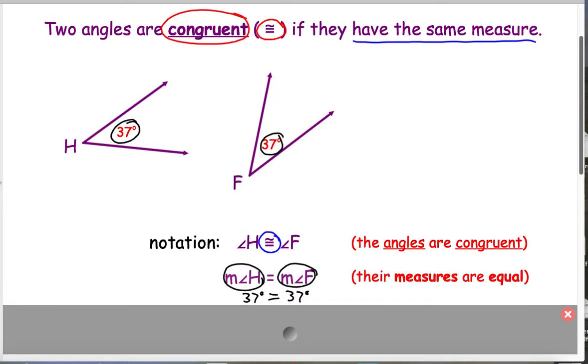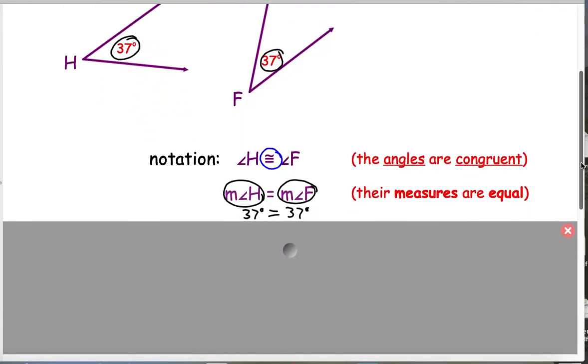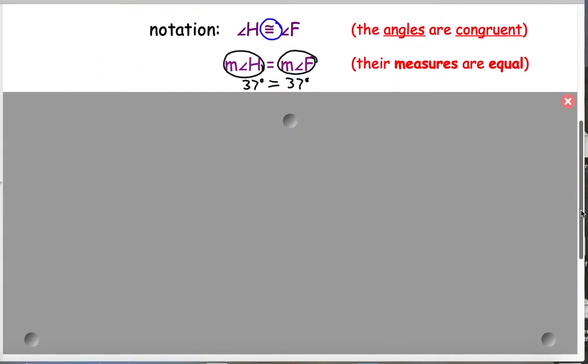On the other hand, we use this congruent symbol for objects. So an angle is congruent to an angle, whereas a number is equal to a number. So it's really, really important you understand the difference of when to use equal and when to use congruent. And like I said, we'll be using that symbol for the rest of the year.